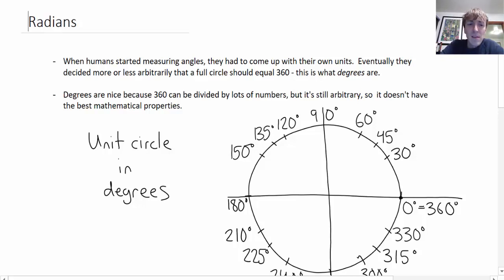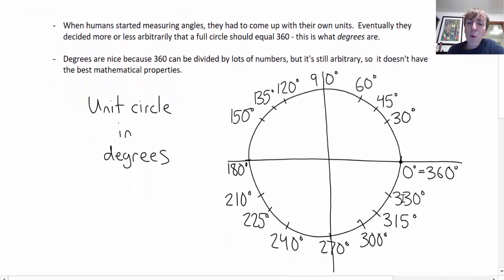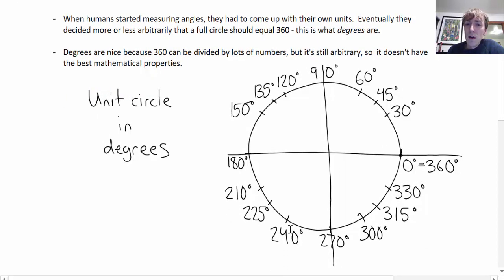So what are radians? Well, first off, before I get to that, here's some points on the unit circle in degrees. These points are actually going to be important for later on when we talk about special values. So I'd encourage you to put this in your notes and to think about how I got it. I'll tell you how I got these points.